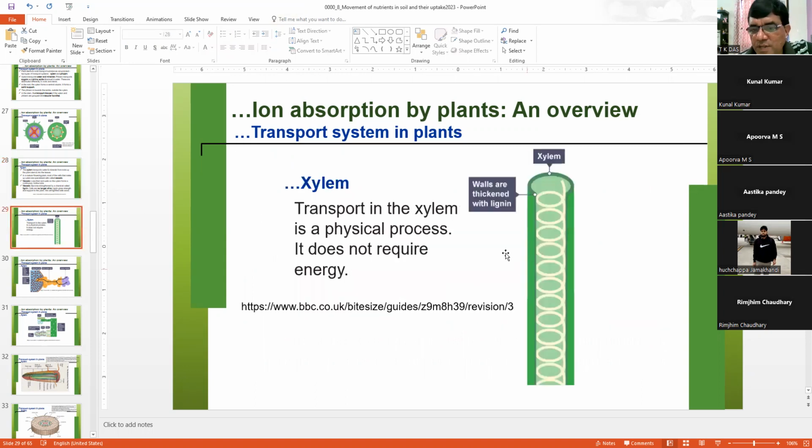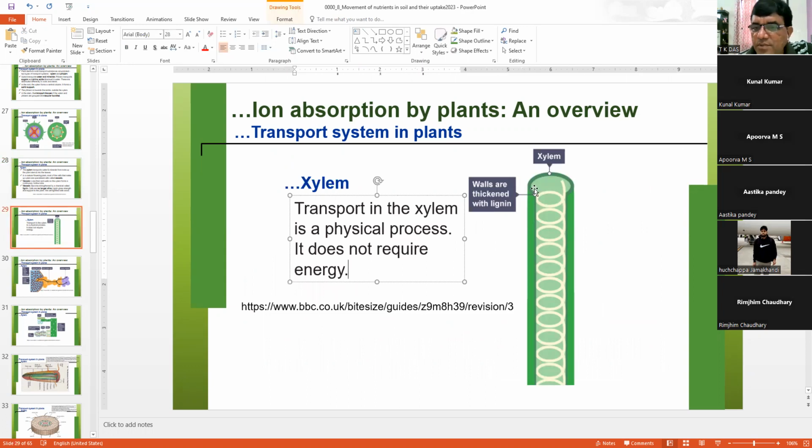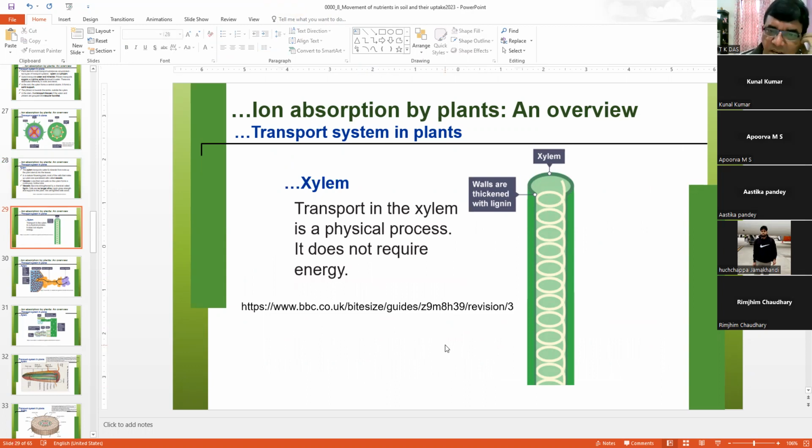You can see more about xylem. It is like a continuous tube. Transport in the xylem is a physical process. It does not require energy. This is a simple physical process. You know, transpiration pull and those kinds of things are there.